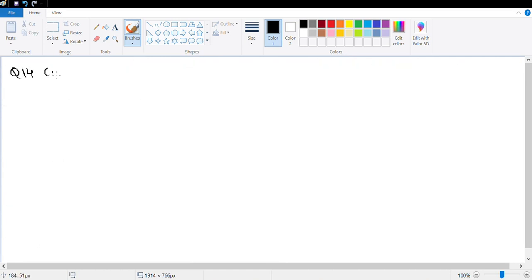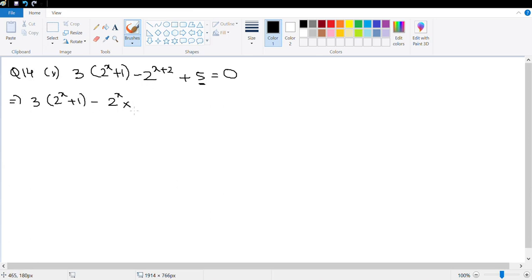Question 14, part 5. Question 14, part 5 is 3 multiplied with 2 to the power x plus 1 minus 2 to the power x plus 2 plus 5 is equal to 0. I notice that there are different bases. I will never be able to write 5 as a base of 2. So let's try the other method, which is 3 into 2 to the power x plus 1 minus, this can be written as 2 to the power x multiplied with 2 square. I've just broken this up into 2 elements, plus 5 is equal to 0.